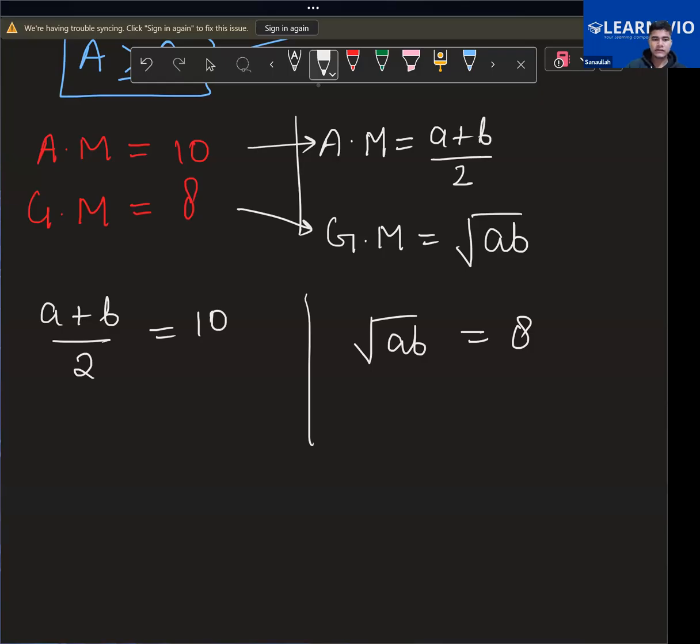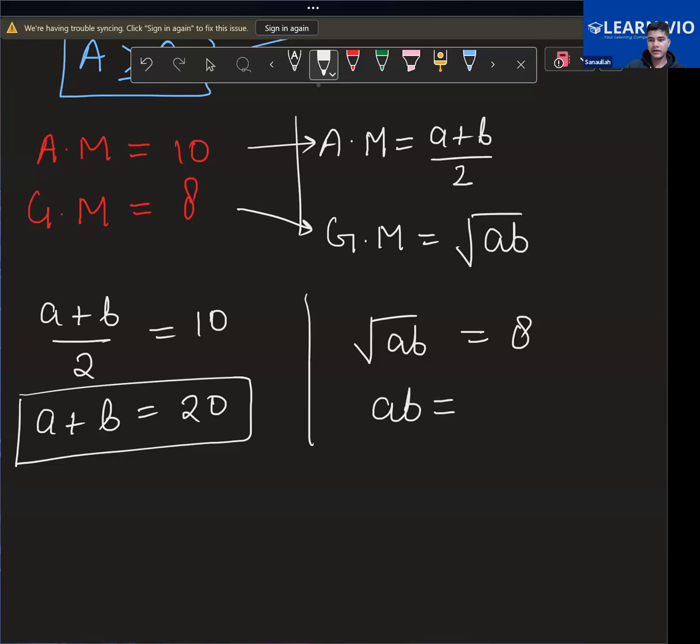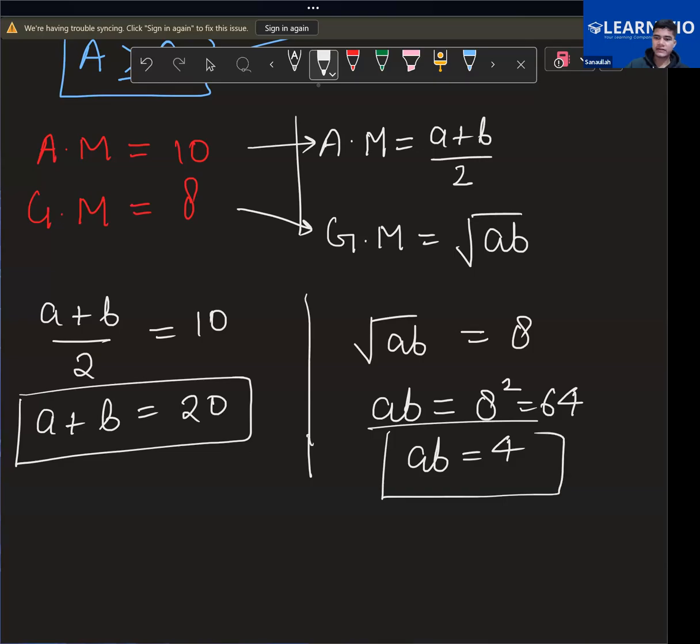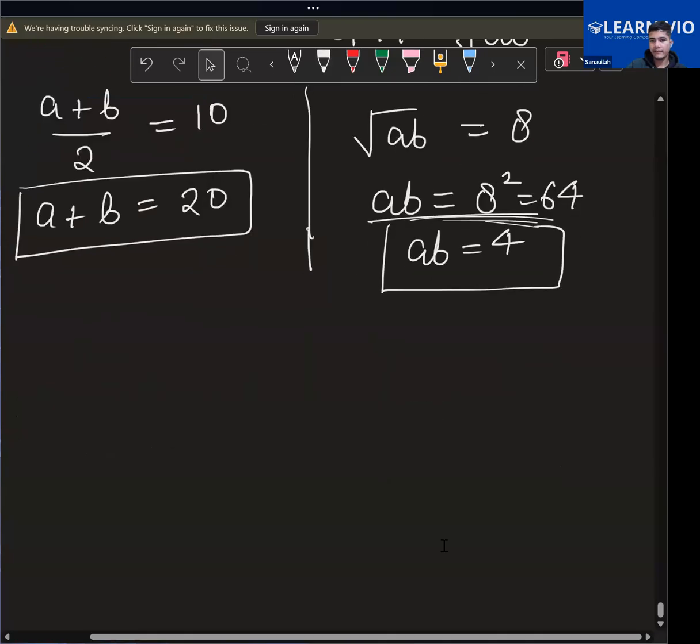Now I can do one more thing. a plus b is equal to 20, and here if I square both sides, then I will get ab, and on the other side 8 squared, that is 64. So ab is equal to 64, right? So I have two equations. I have this equation and this equation. So how am I going to find a and b?